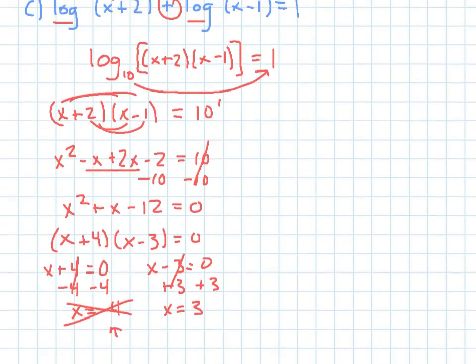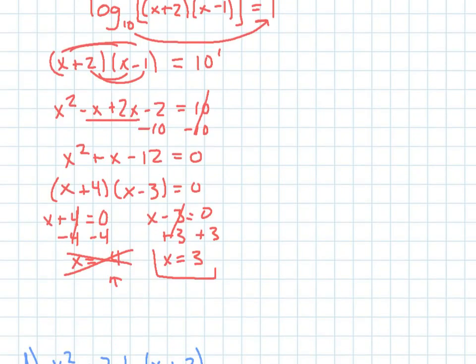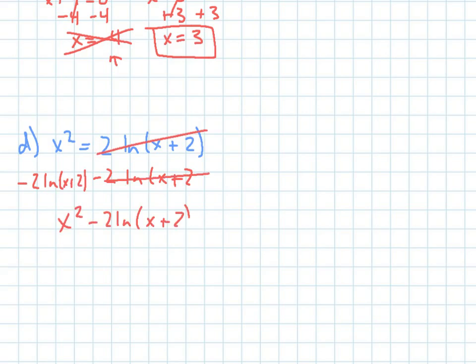Okay, so then let's check and look at 3. So 3 plus 2 is 5. That's okay. 3 minus 1 is 2. That's okay as well. So our only solution for this one will be x equals 3. Okay. So going to letter D. Now this one's a little bit more tricky when we're doing stuff. So I want to be able to still move everything to the same side. Okay. So if I move the 2 ln of x plus 2 to the other side, it gives me x squared minus 2 ln of x plus 2 equals 0.